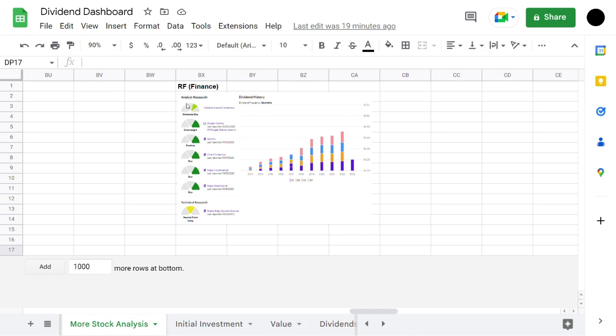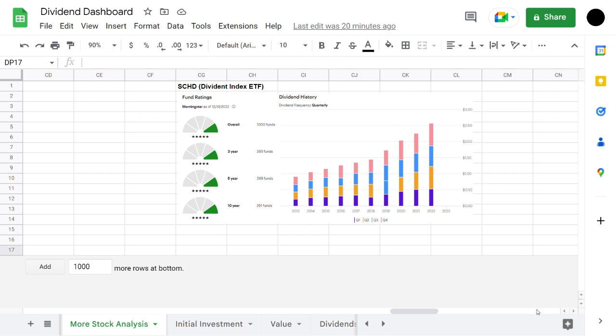RF Finance, a lot of positives here. Neutral on technical research, which is just looking at the charts. But its dividend growth is really good here, really consistent for a very long time, which is true for most of the stocks I picked here.